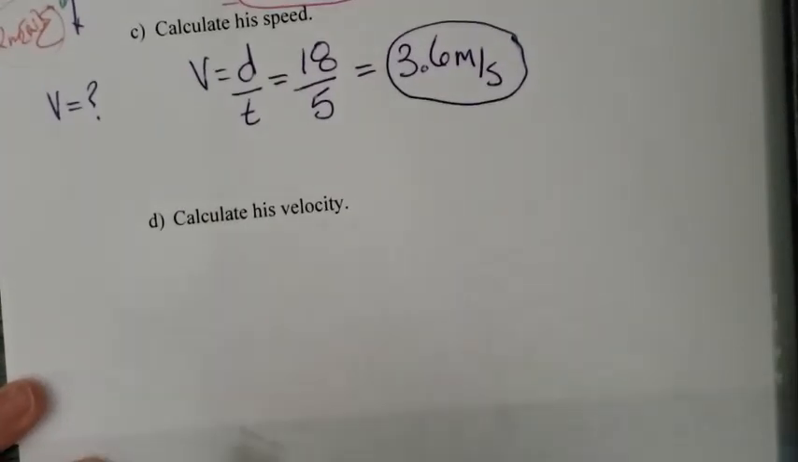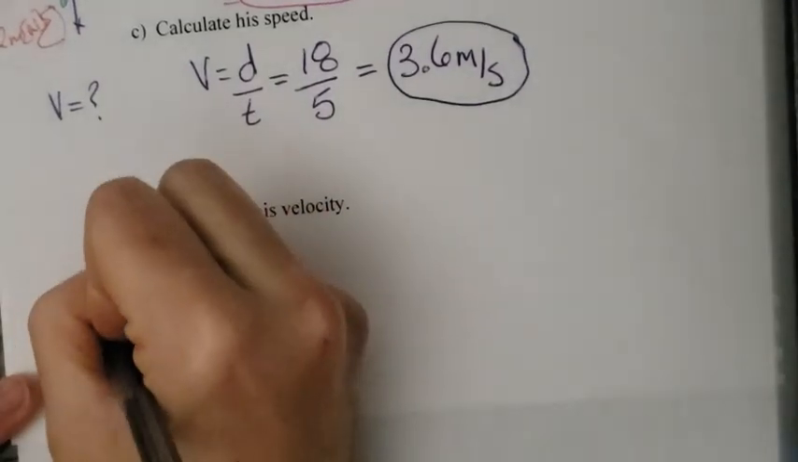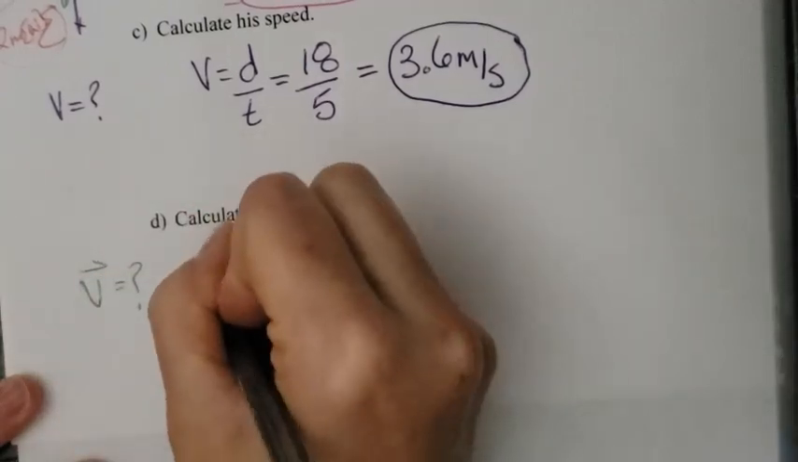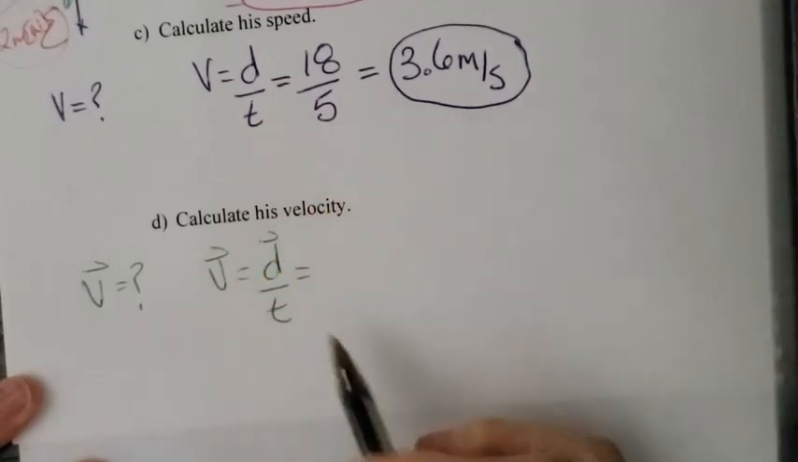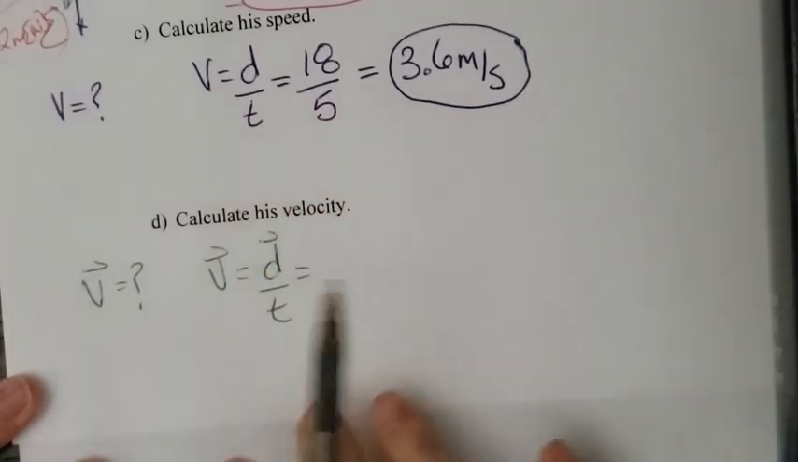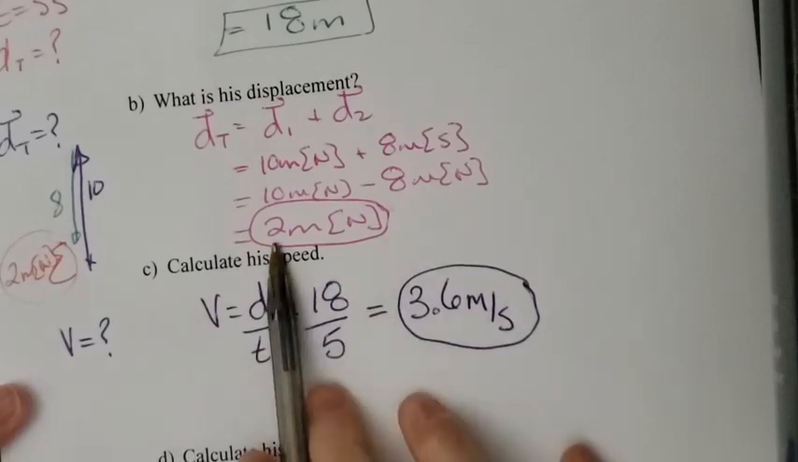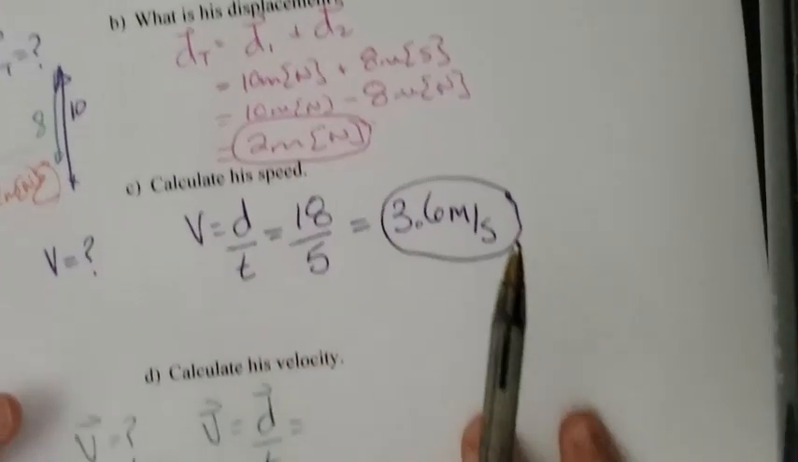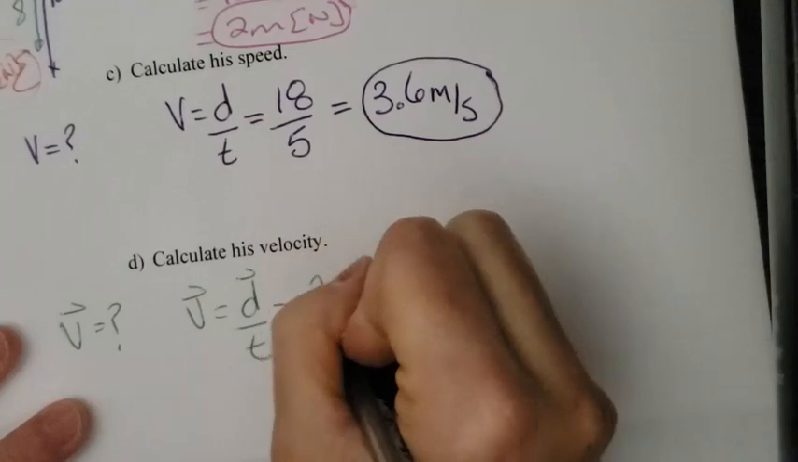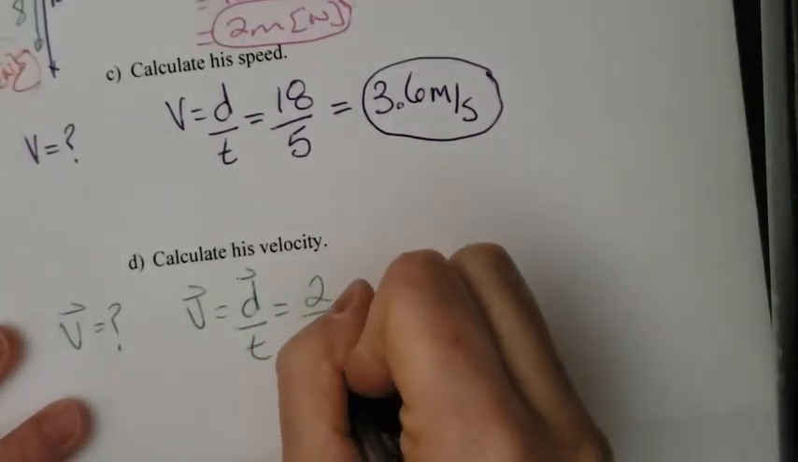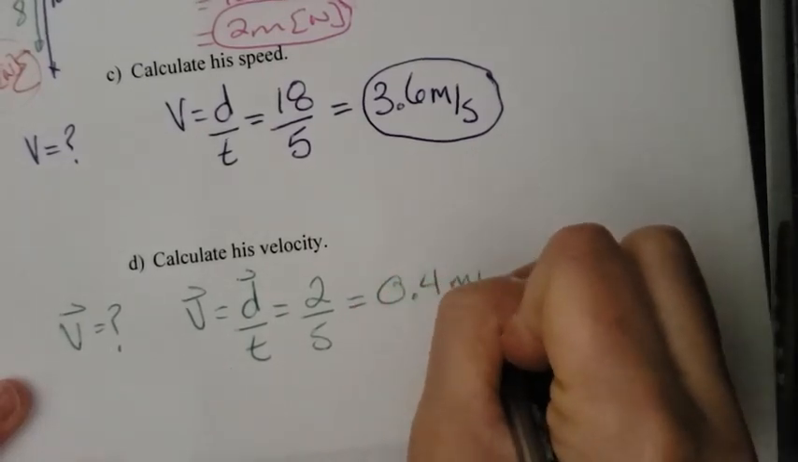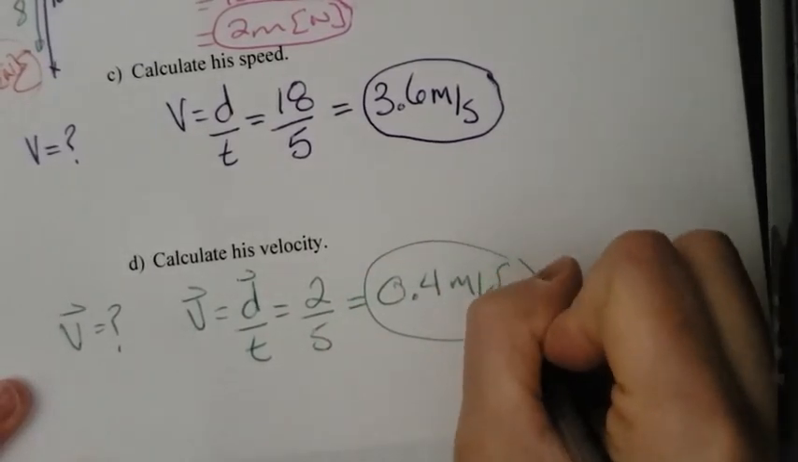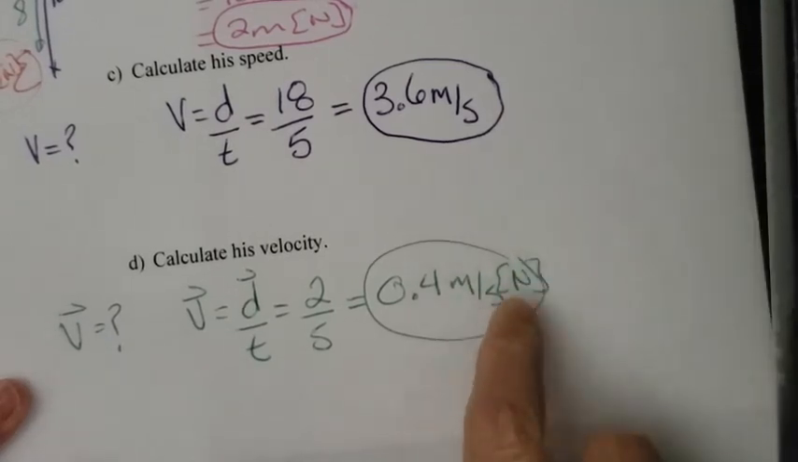When we look at part D, it's similar. D is asking for the velocity. Well, velocity is equal to the displacement divided by time. So it's still d over t. We need the displacement, which we've already calculated as well. The displacement was 2 meters north. So I'm going to put that in. So it's going to be 2. The time is still 5. 2 divided by 5 is 0.4 meters per second. And we need to have our direction, which is north. If you forget the direction, it's actually wrong, so you have to put the direction in.